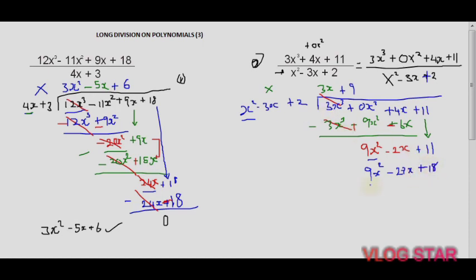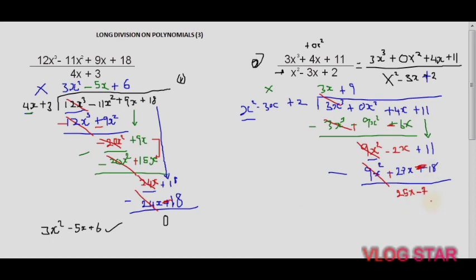So that is it, and then we subtract. Subtracting this, like I said earlier, 9x squared cancels 9x squared. Now this minus over here changes this minus here to plus. So minus 2x plus 27x is going to give us 25x. The next is this minus over here again, changes this plus over here to minus. So plus 11 minus 18 is going to give us minus 7. Okay, so we're done with this.